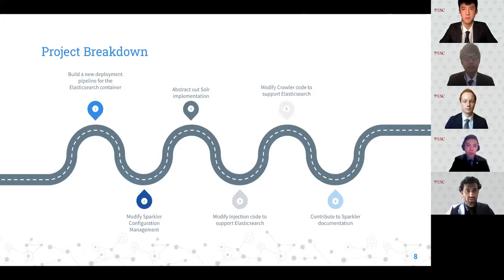Our first objective was to create containers for Elasticsearch and Sparkler. The goal here was to get contributors and users of Sparkler wishing to use Elasticsearch up and running quickly if they did not have an existing Elasticsearch deployment. Our next objective was to modify Sparkler internals to add generic support for storage engines and specifically for Elasticsearch. Additionally, we had the broad objectives of adding tests and documentation for any new systems that we added.